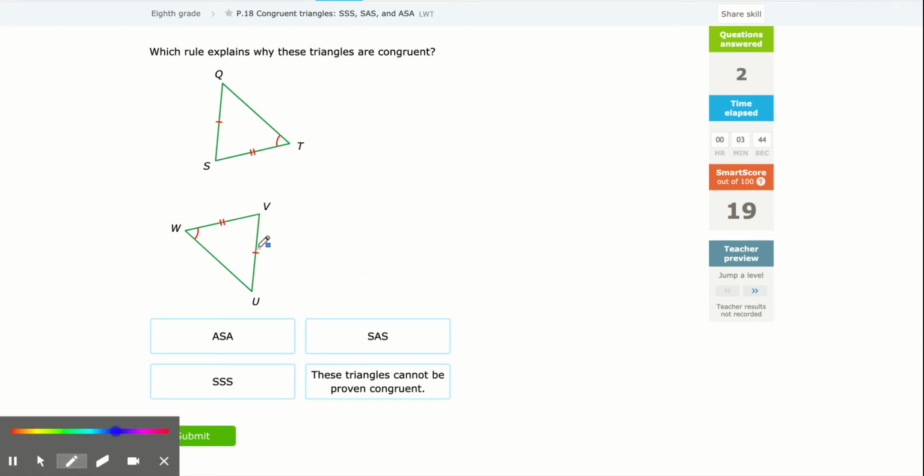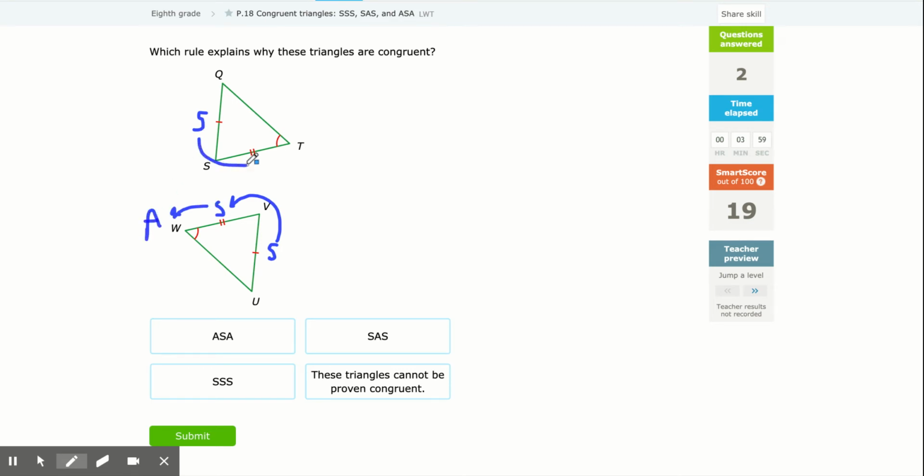Here we have, again, starting with the single side tick mark, and that's usually the best place to start, where it has a single tick mark, going to another side, and then going to an angle. And again, I have that same thing here, side, side, angle. But side, side, angle is not a postulate. The angle is not in between the two sides. It would have had to have been, and I want to emphasize this, this angle here that would have had to be congruent to this angle here. So the angle would have been in between the two side tick marks. These two cannot be proven congruent.